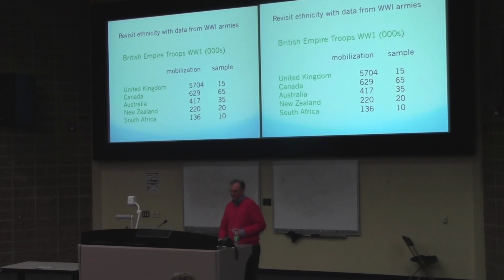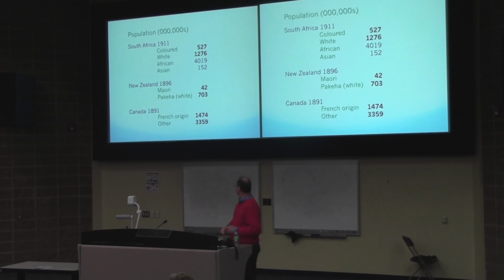Just a quick background. I'm going to start with populations. These are the case studies I'm going to do: South Africa, New Zealand, and Canada. South Africa, I'm going to comment about coloreds versus whites. New Zealand, Maori versus white, or Pakeha, as they say in New Zealand. In Canada, it's going to be French descended versus other descended. And it helps to have a sense of the size of the different groups here.